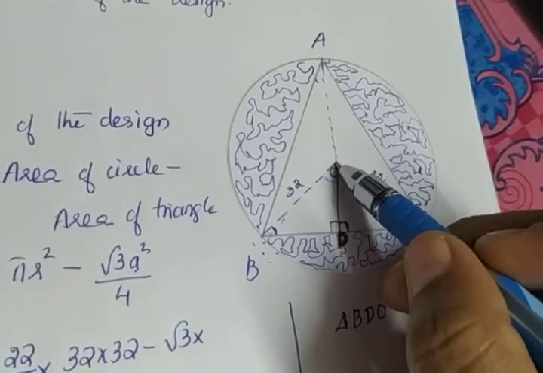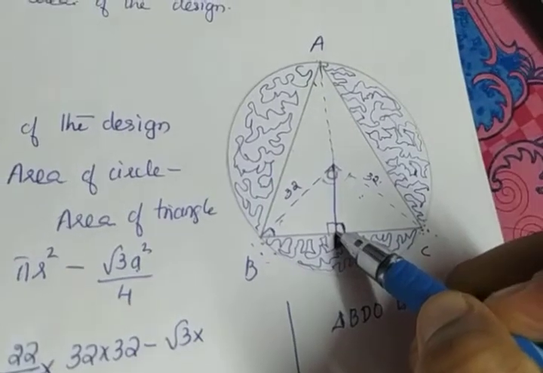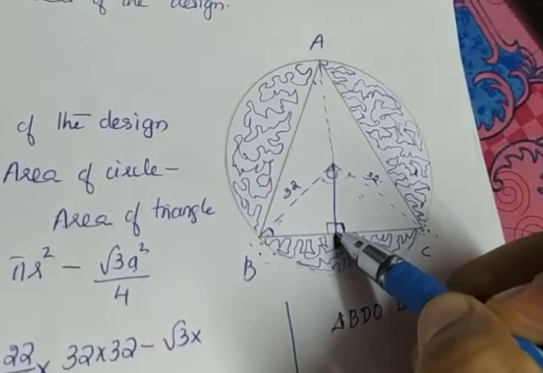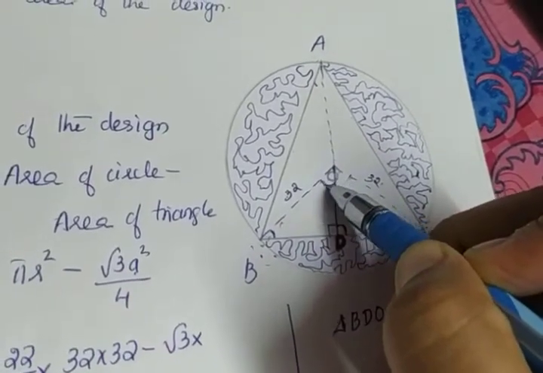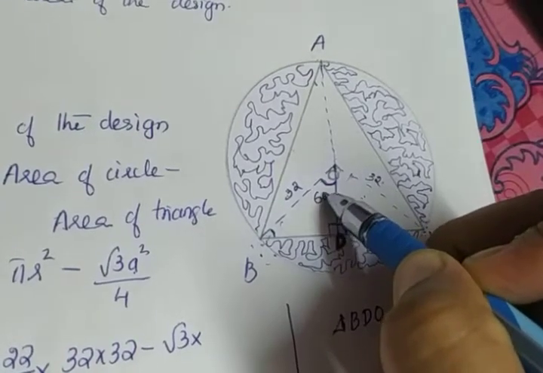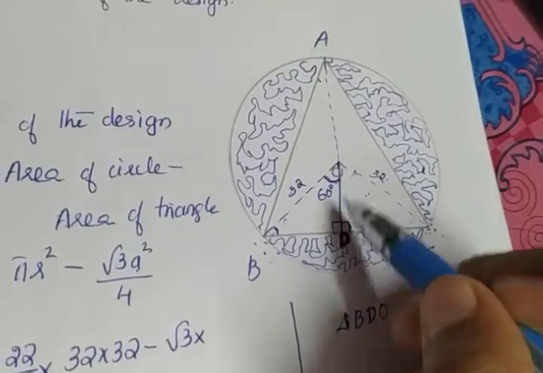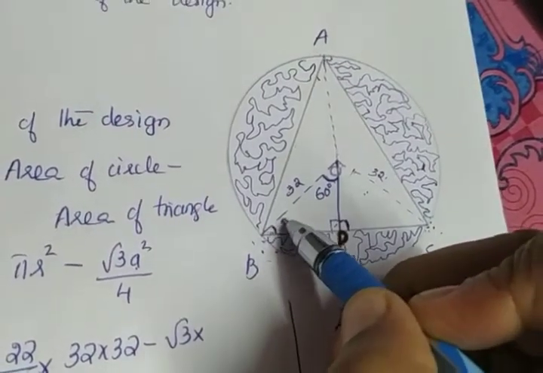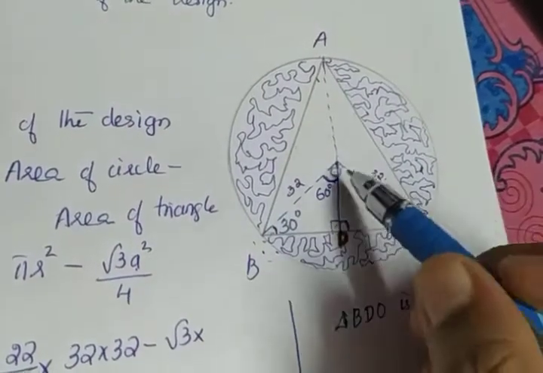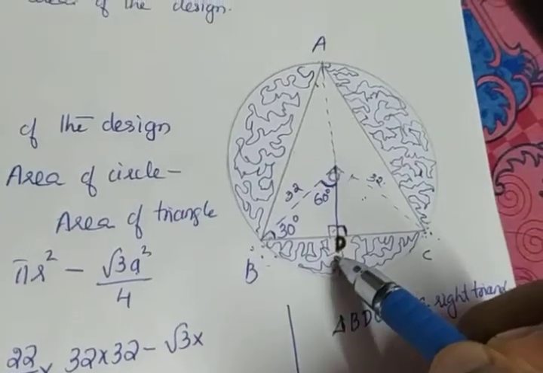Okay, and again, since I draw the perpendicular bisector OD, it will be acting as an angle bisector also. So what about this angle? That angle will be 60 degrees. So this angle is 60 degrees, this is 90. Then what about this angle? This angle is 30 degrees. Which angle? Angle OBD is 30 degrees.